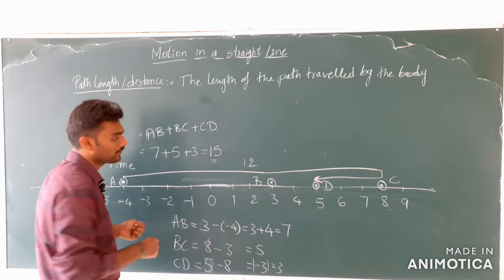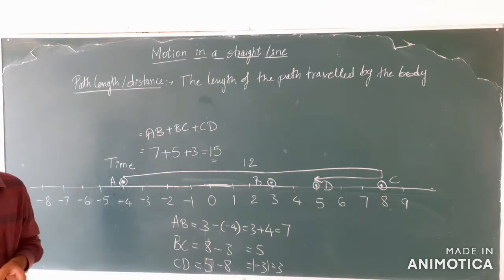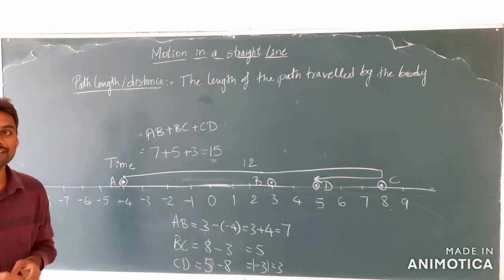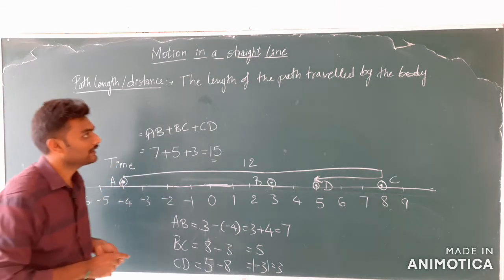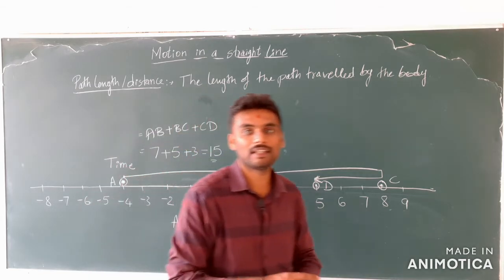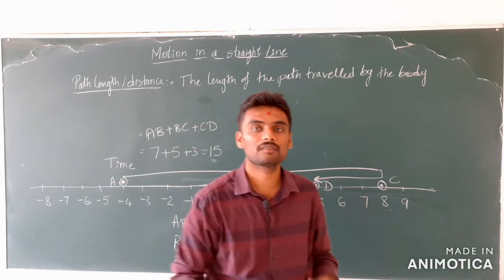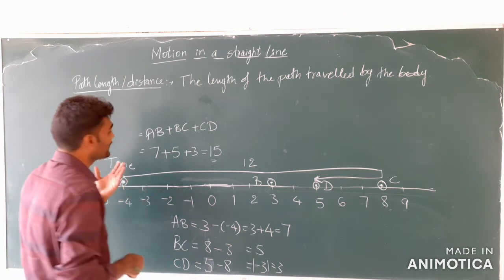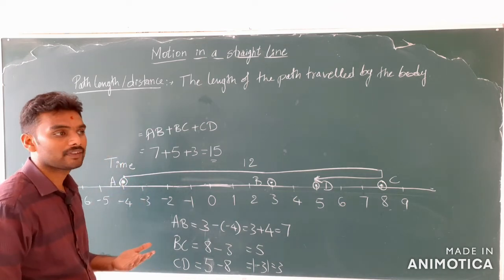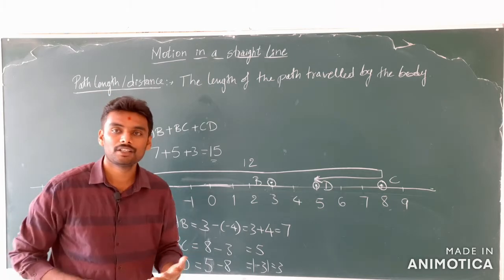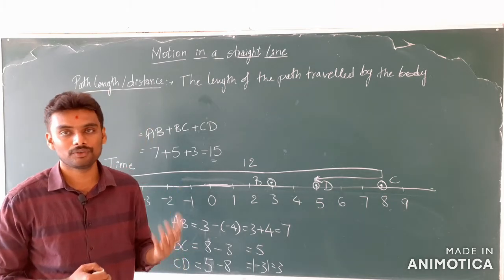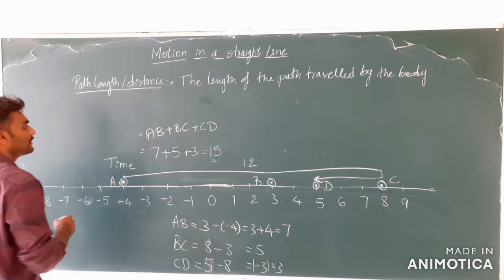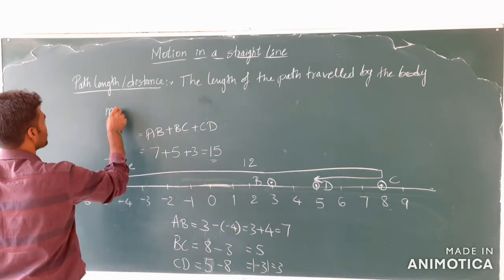15 units. Okay. Clear? So, this is what is path length or distance travelled. Quite easy. Length of the path travelled by the body itself is distance or path length. Now, this is the quantity which we know, and every quantity will have its own unit. The SI unit of path length or distance is meter.